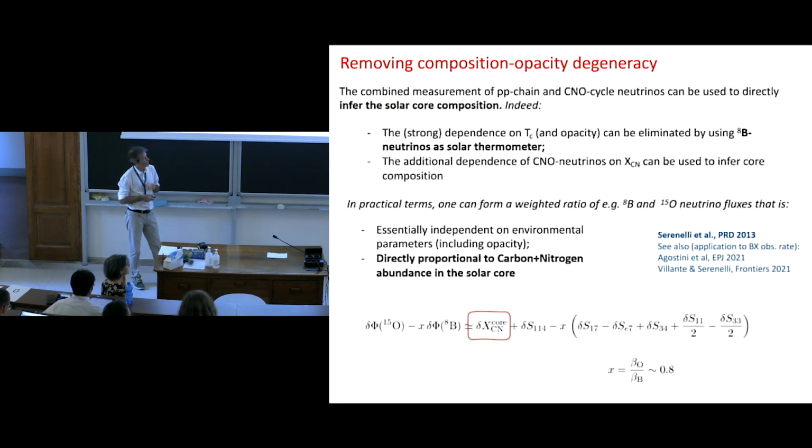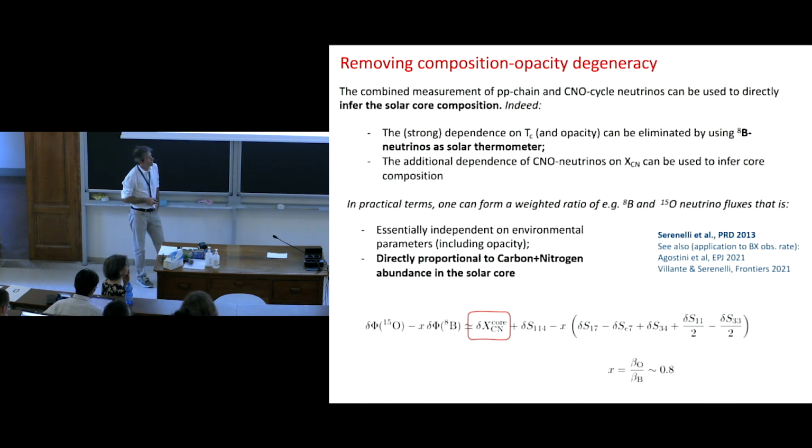In practical terms, one can form a weighted ratio of PP and CNO neutrino fluxes. Here we are considering boron-8 and oxygen-15 neutrinos, which is essentially independent of the central temperature of the sun, which basically means essentially dependent on the environmental parameters, including opacity, and directly proportional to the carbon-nitrogen abundance of the solar core. Okay. What we cannot cancel is the dependence on the cross-section, which determines the efficiency of the CNO cycle and of the PP chain, because these are different within the two mechanisms for energy production.